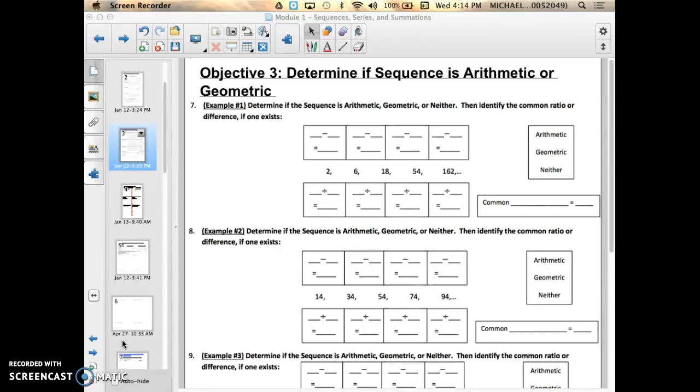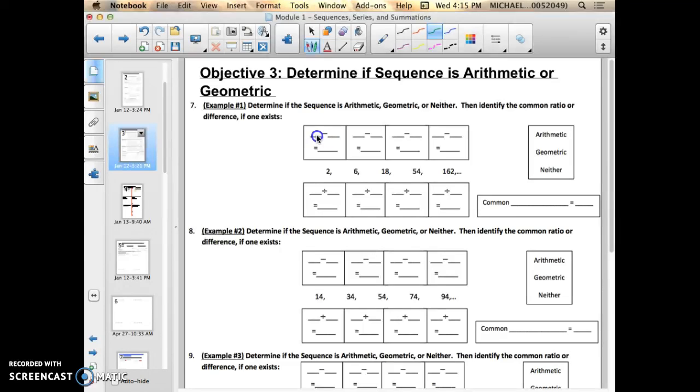So for example number 7, I would first look at the sequence again: 2, 6, 18, 54, 162. It is growing pretty rapidly, so I'm going to lean towards the idea of this as geometric. Just for modeling's sake, I'm going to try arithmetic as well. This is where you just try both processes to see if you can find a common difference or a common ratio. To find arithmetic, they gave you a table. You won't always have a table, but the thought process is you take the second term, 6, and subtract the first term from it to see what the difference is.